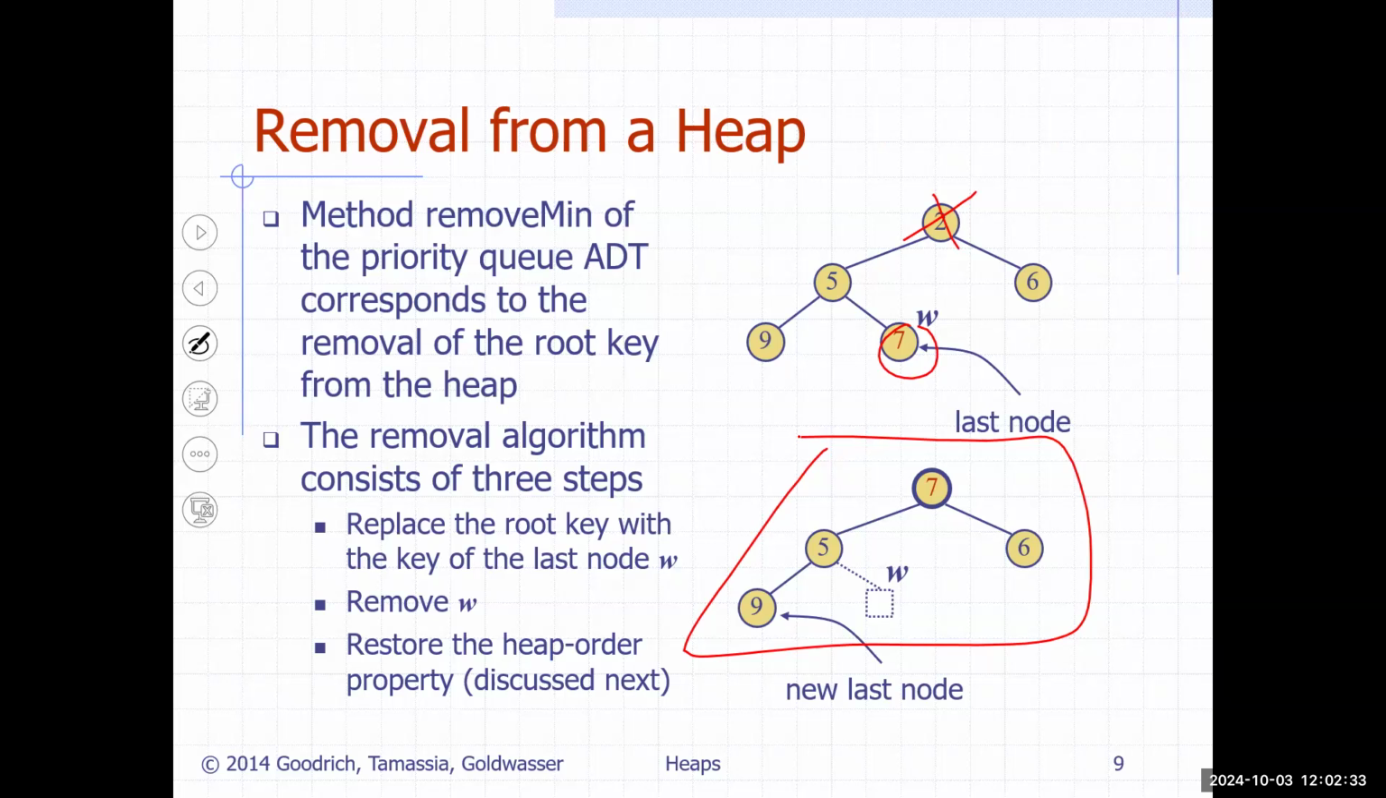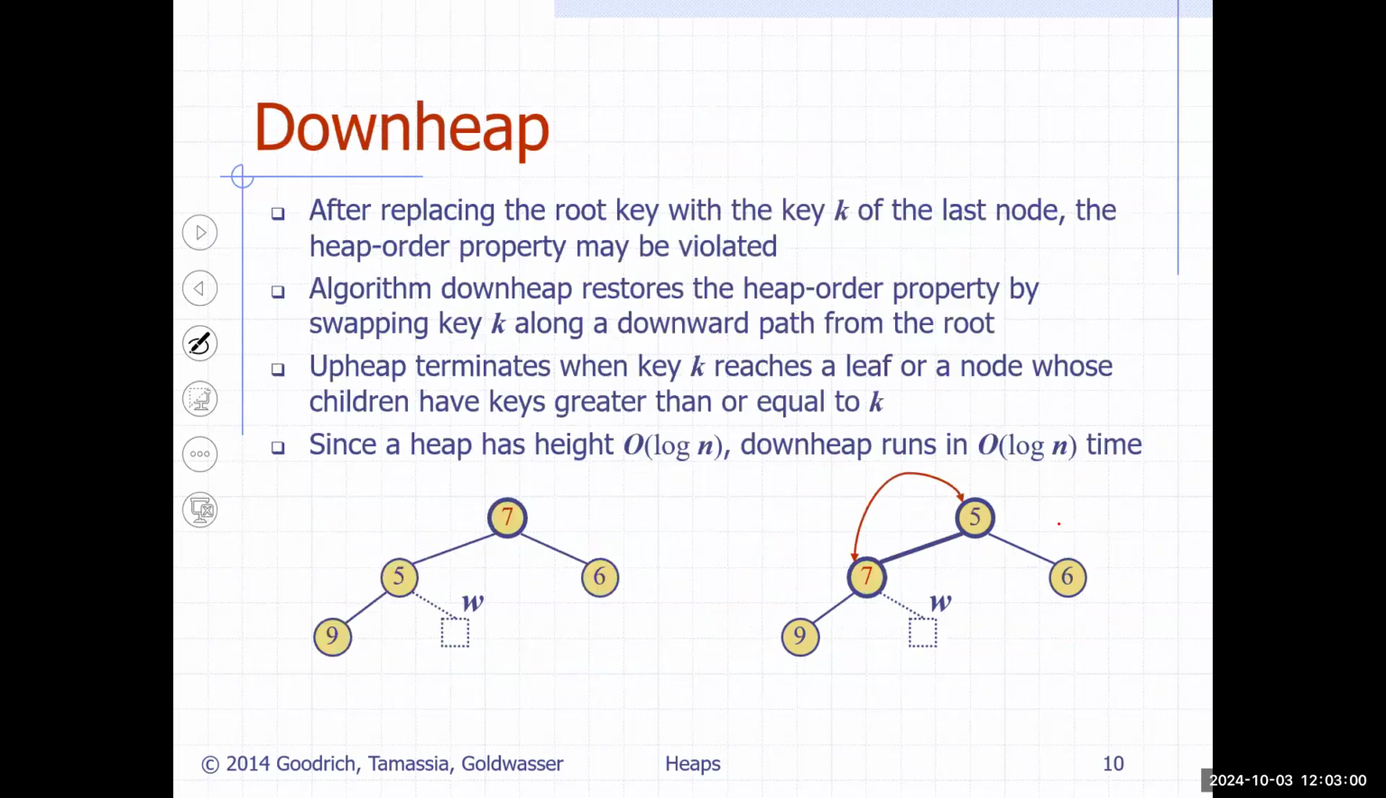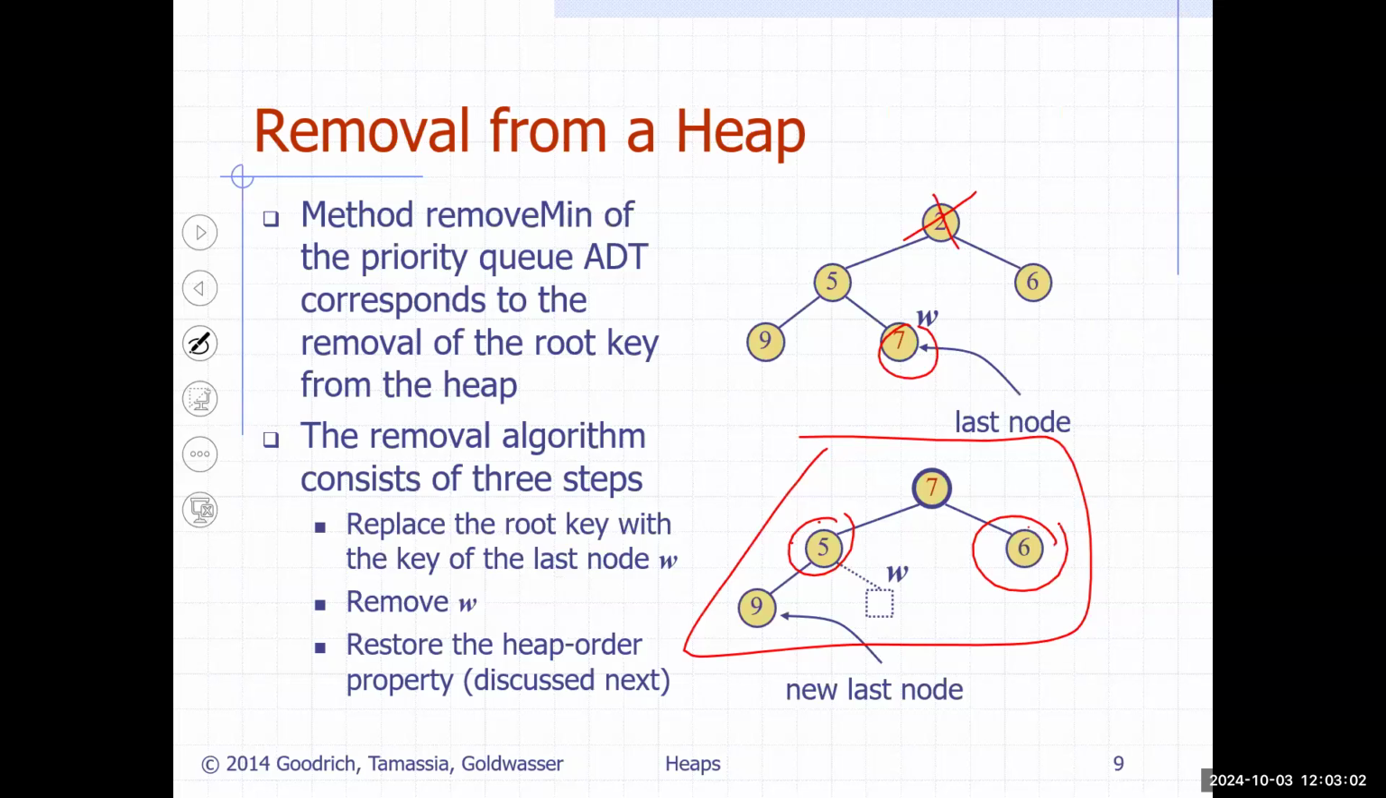So what should I do next? What is the next step here? Taha. Swap. But what should I swap? 5 or 6? 5, of course, because it's a min heap. So from an algorithmic logic, how is the program deciding which one to go, left or right? You're going to have an if condition for sure. And you want to compare this by this.